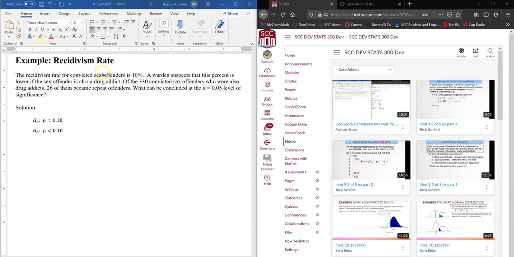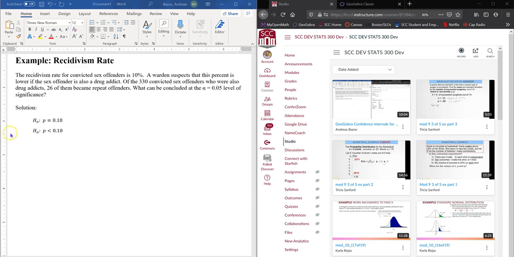So we got a question, which goes into our hypotheses. If of the 330 convicted sex offenders who were also drug addicts, 26 of them became repeated offenders, what can be concluded at the alpha of 0.05 level of significance? So, 5% level of significance, what can we conclude from this? We have to write the null and alternative hypothesis. I have them written here. That's not the point of this video. The point of this video is to get to GeoGebra.